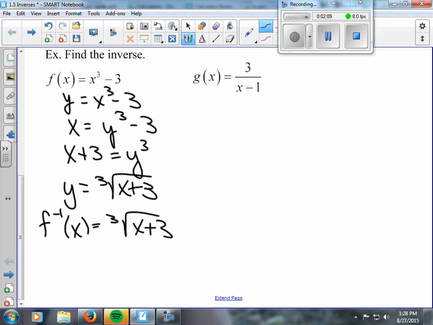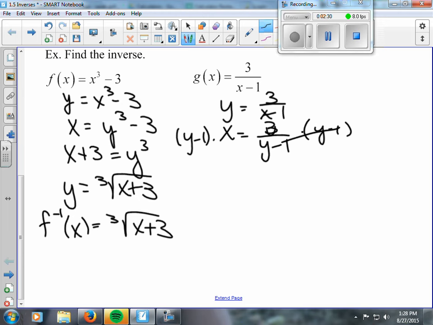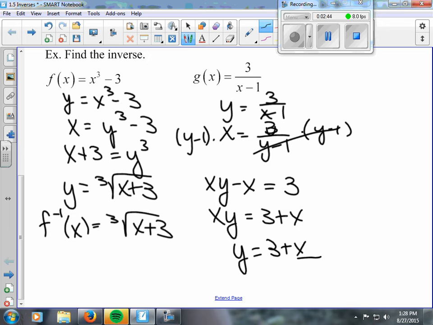Okay, and now there's a second example here. In this second example, y equals 3 over x minus 1. The first step I'm going to do is switch my x and y. x equals 3 over y minus 1. Now let's clear denominators by multiplying both sides by y minus 1. That will cancel the denominator on the right, and when I distribute the x on the left, I get xy minus x equals 3. Let's add x to both sides, and then divide by x, and we get (3 plus x) over x. So that's my inverse here, g inverse.